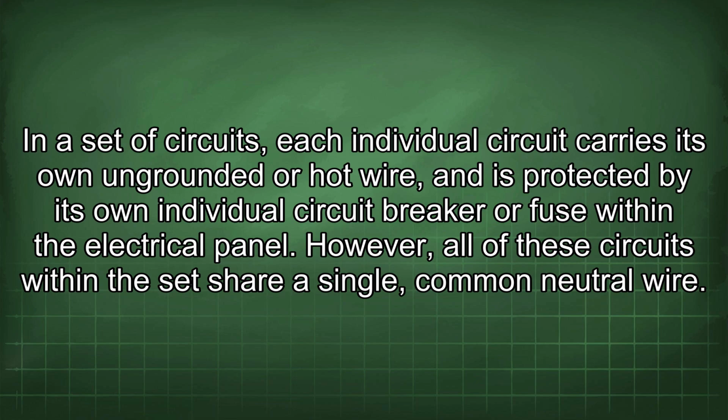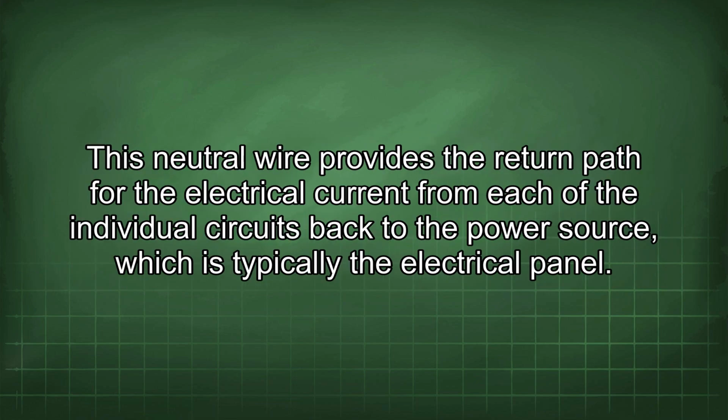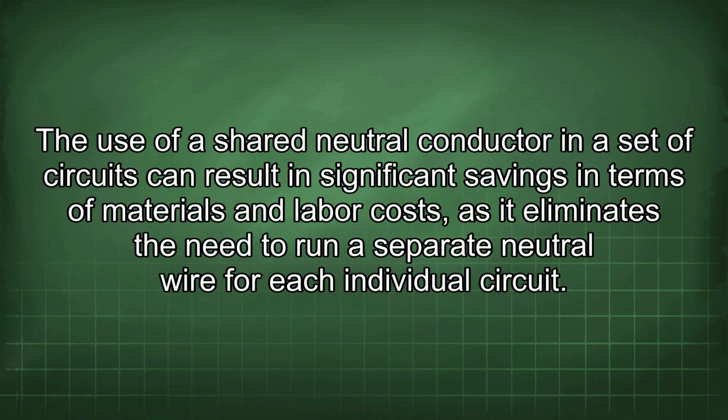However, all of these circuits within the set share a single, common neutral wire. This neutral wire provides the return path for the electrical current from each of the individual circuits back to the power source, which is typically the electrical panel. The use of a shared neutral conductor in a set of circuits can result in significant savings in terms of materials and labor costs, as it eliminates the need to run a separate neutral wire for each individual circuit.